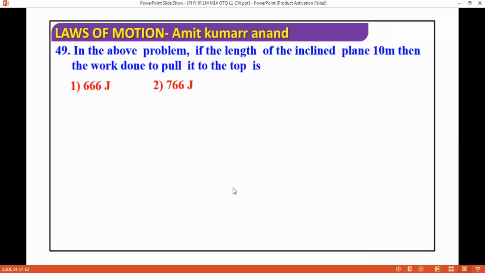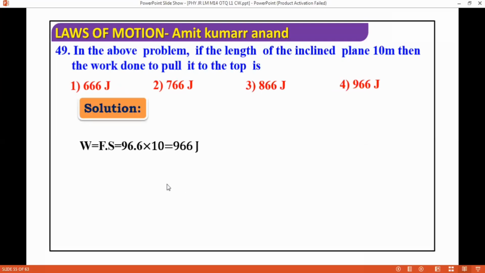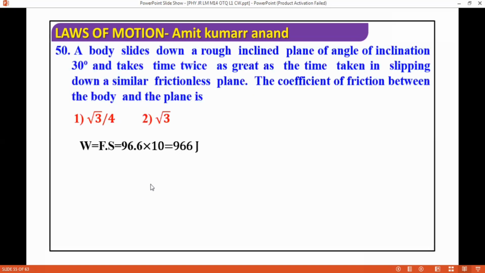If the length of the inclined plane is 10 meter, then find the work done. So what is work? Force into displacement, F into S in the same direction. Just multiply force with displacement and you'll get the work. Next question: the body slides down a rough inclined plane at an angle of 30 degree.